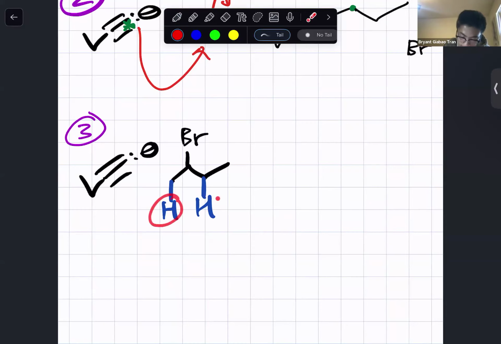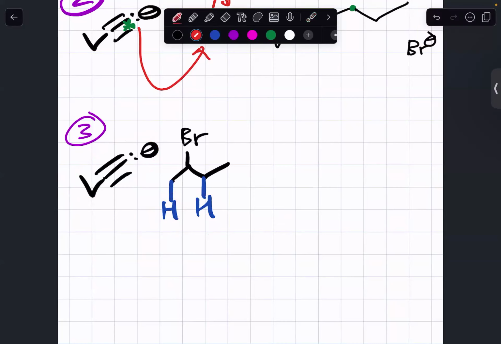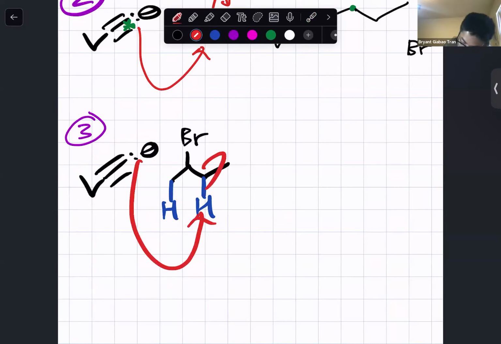Here are our two prospects, two different kinds of beta hydrogens. Think of this as a small, unhindered, strong base. If that's the case, which beta hydrogen do you want to grab to make the more stable double bond? The one on the right? Right, the one on the right, because that is more substituted, which is going to create that double bond and kick out that leaving group there.